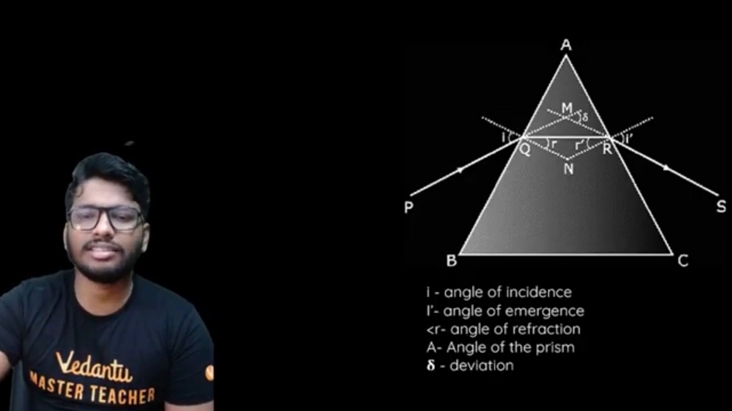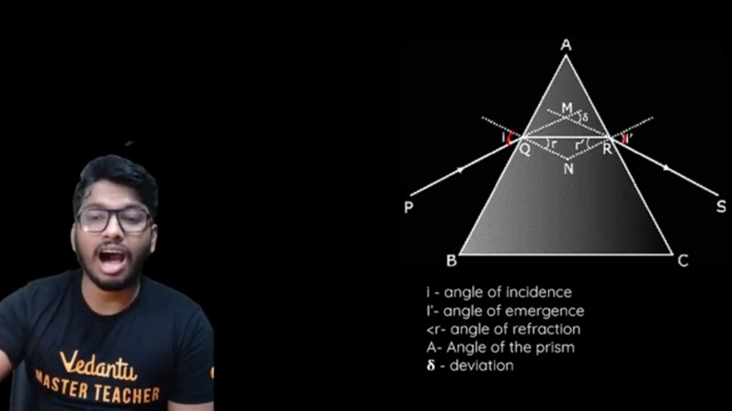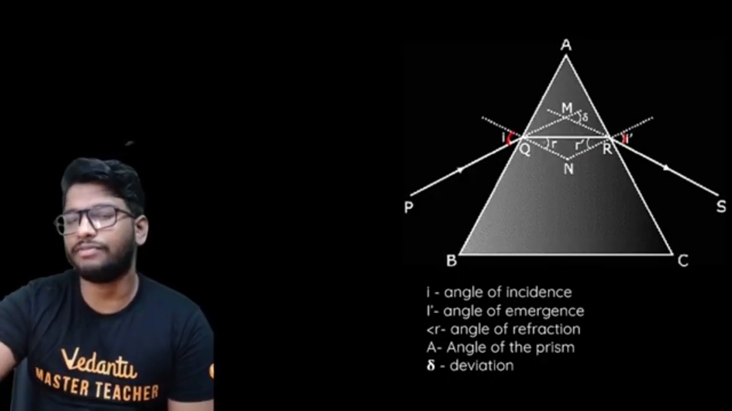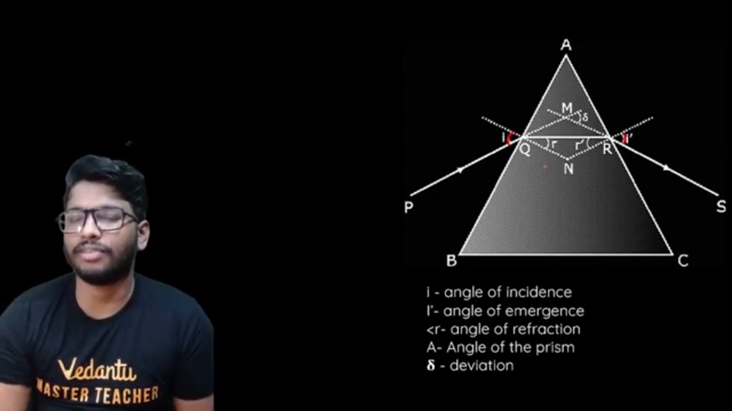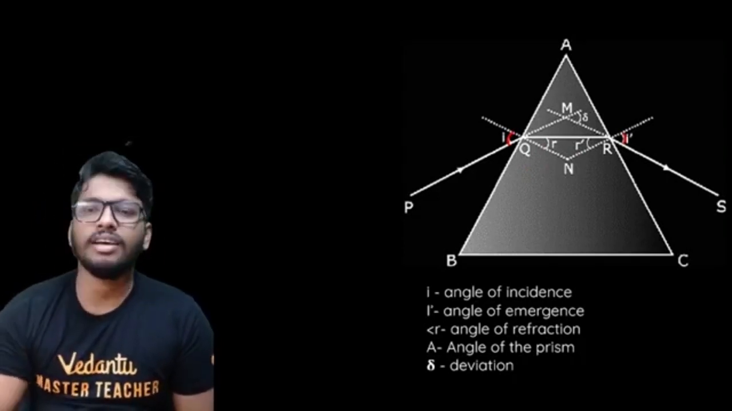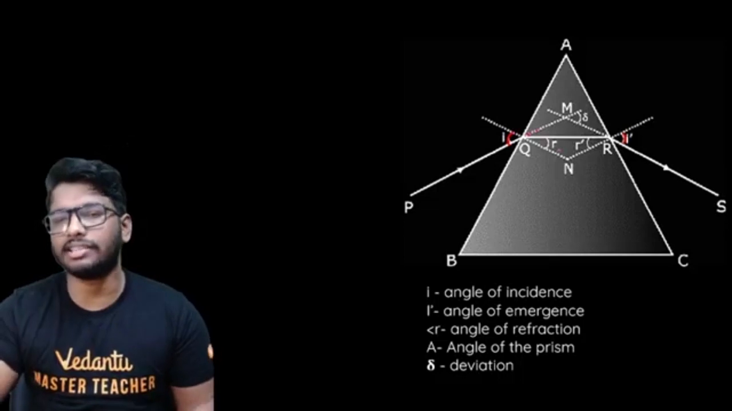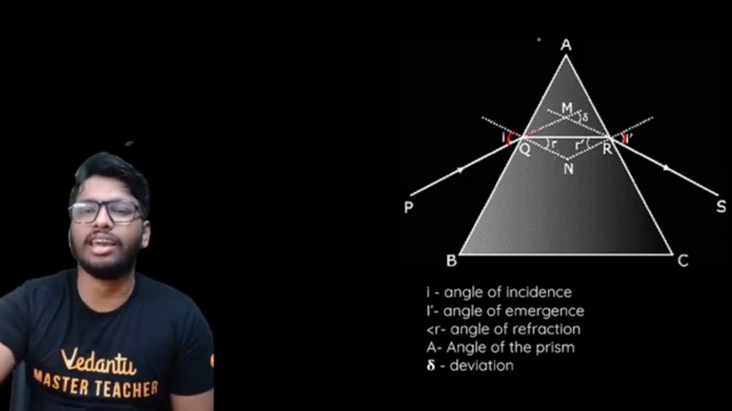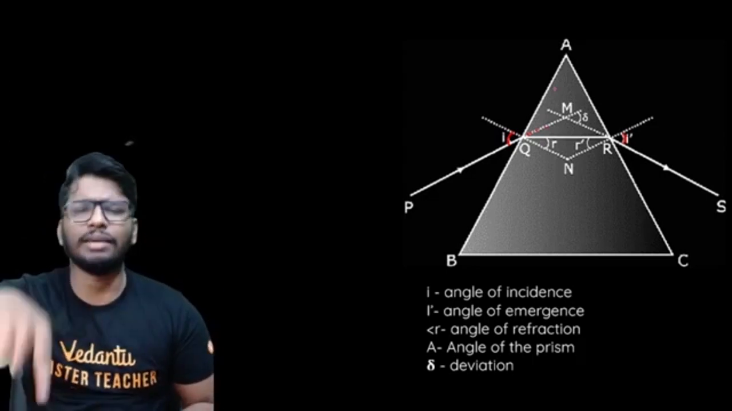So this here is the angle of incidence. This is the angle of emergence, the emergent ray, sorry, which is I dash. R is the angle of refraction in the first surface, and R dash would be the refracted angle for the second surface. M is the meeting point of both the incident ray and the emergent ray. Delta is the angle of deviation, and A would be the angle of prism, or we'll just name it as ABC for now.